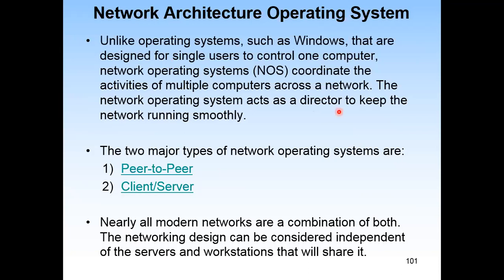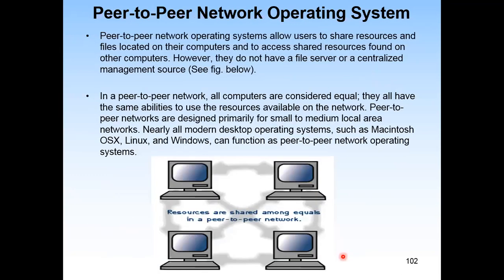The two main types of network operating systems are those for peer-to-peer or client-server architecture. Nearly all modern networks are a combination of both. The networking designs can be considered independent of the servers and workstations that will share it. So how does a peer-to-peer network operating system work?